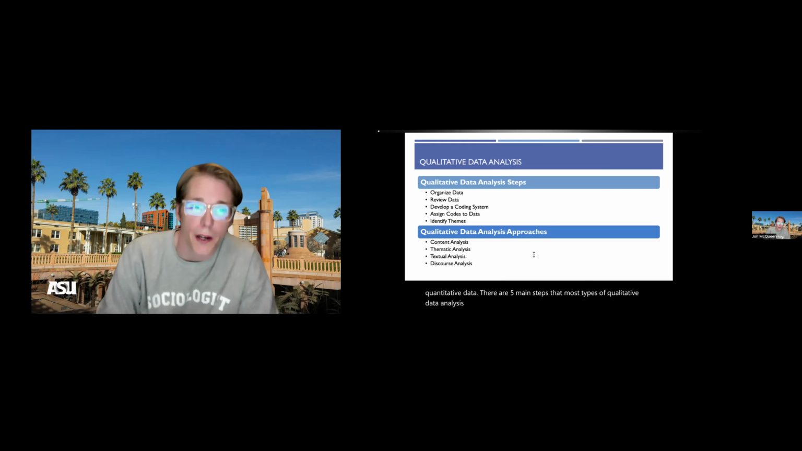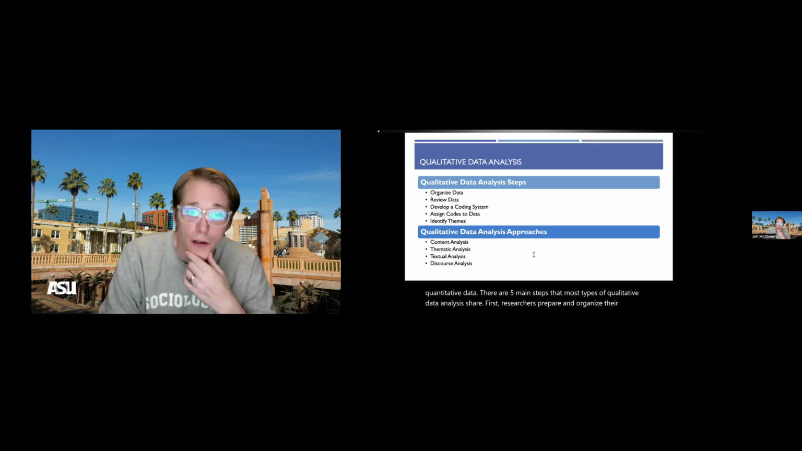First, researchers prepare and organize their data. This may involve transcribing interviews or typing up field notes. This has changed a lot with AI. You now have new tools that can help make transcripts a lot faster than it used to be. It used to take around 3 times the length of the recording to do.